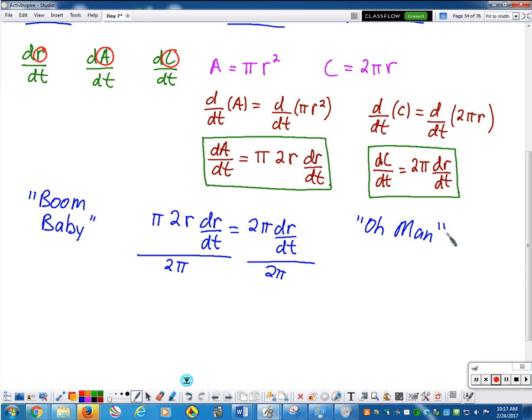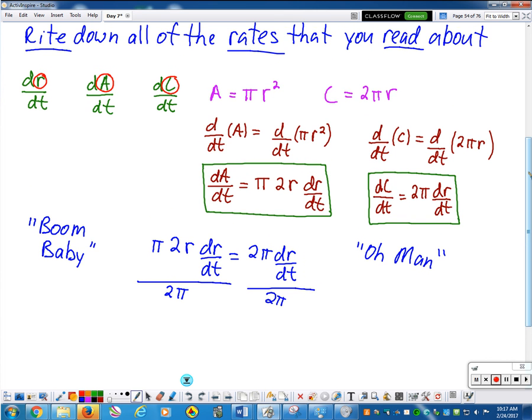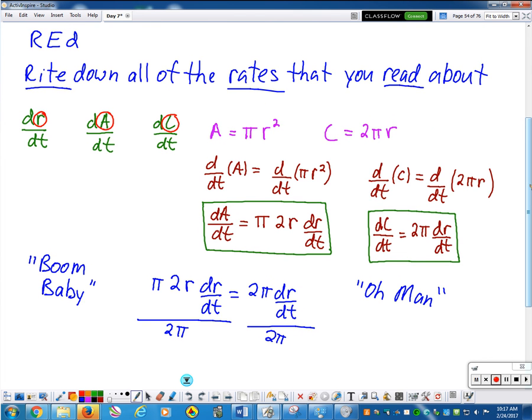So now what? Somebody, please. What's that? Why are you keeping the dR/dt? Oh, I have to. The clue said that the rate of increase of the area at a certain instant is equal to the rate of increase of the circumference. So what they basically said was that dA/dt is the same as dC/dt.